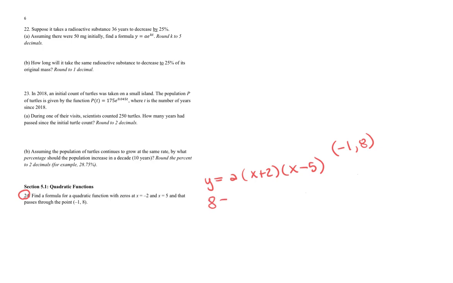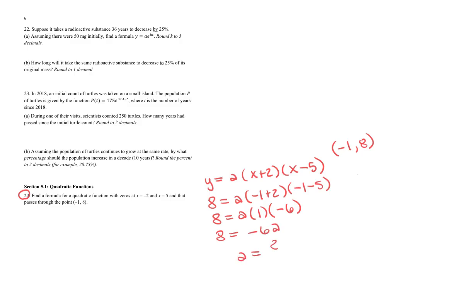So I'll have 8 equals a times (-1 plus 2) times (-1 minus 5). So I have 8 equals a times 1 times -6. So then I should get that 8 equals -6a, or that a equals 8 divided by -6, and this is the same as saying a is equal to -4 divided by 3. So then we know that the formula for our quadratic function will look like y equals -4 thirds times (x plus 2)(x minus 5). Great.